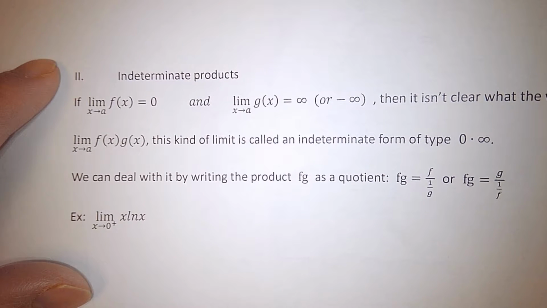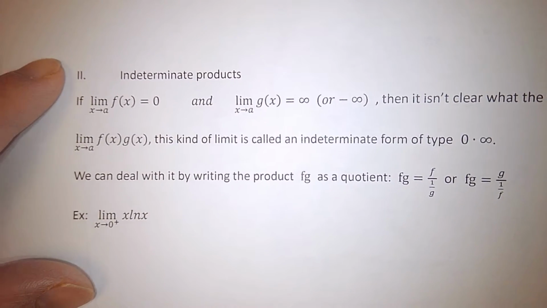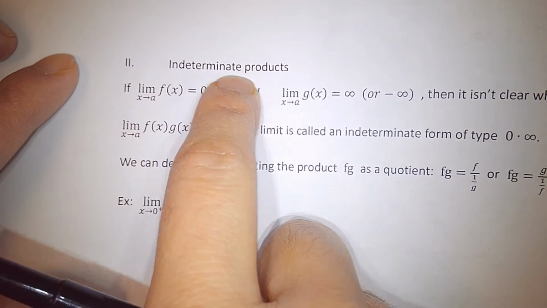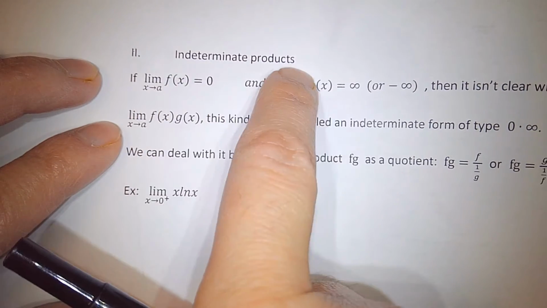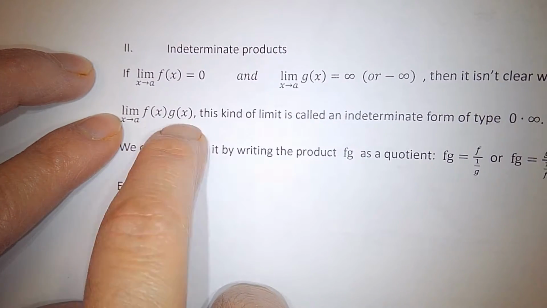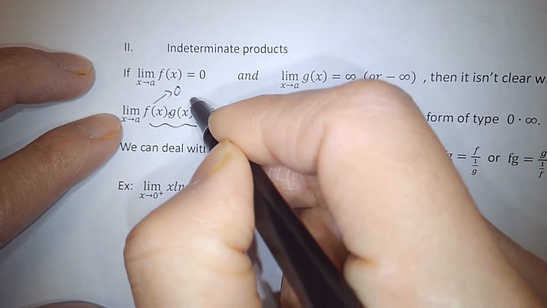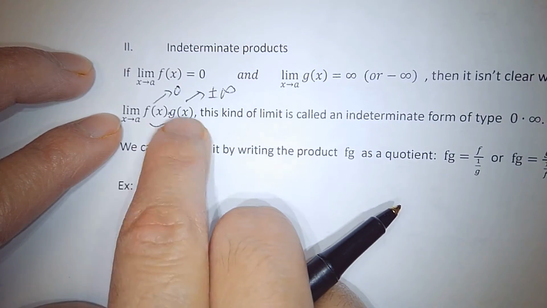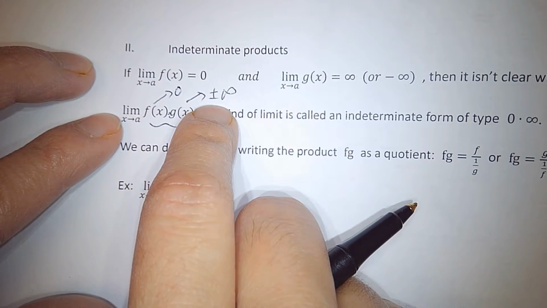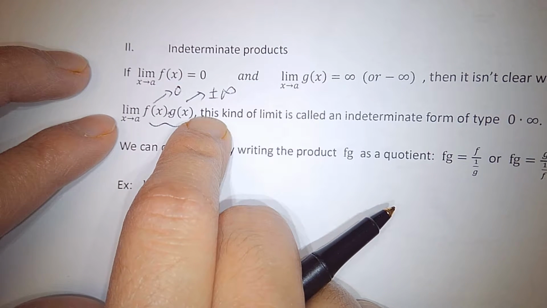Okay, so in this class, I'm going to test you on 3 types for L'Hospital's rule: 0 over 0, infinity over infinity, and the third type is what? Indeterminate products, okay? What kind of limits are called indeterminate products? If we have a product, one of the functions goes to 0, and the other goes to either positive infinity or negative infinity. One goes to 0, the other goes to infinity or negative infinity. Then what do you think about the product? What is 0 times infinity?